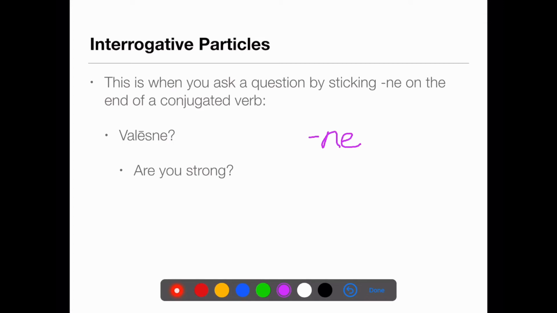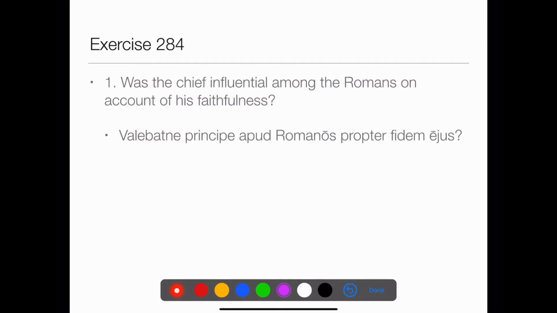This is that little bit that gets stuck on the end of a word that makes the verb into a question. So you see here we have valesne, and that means are you strong? That one word by itself is this whole sentence in English. Then we have a couple of practice sentences.